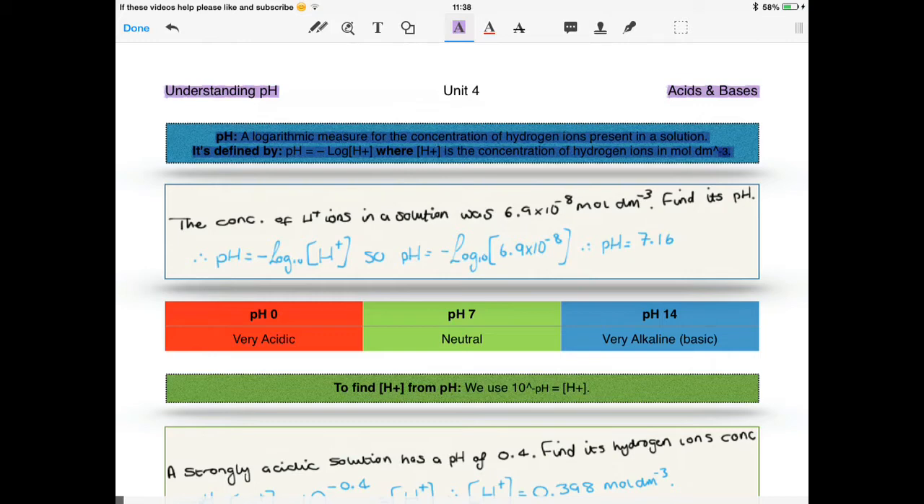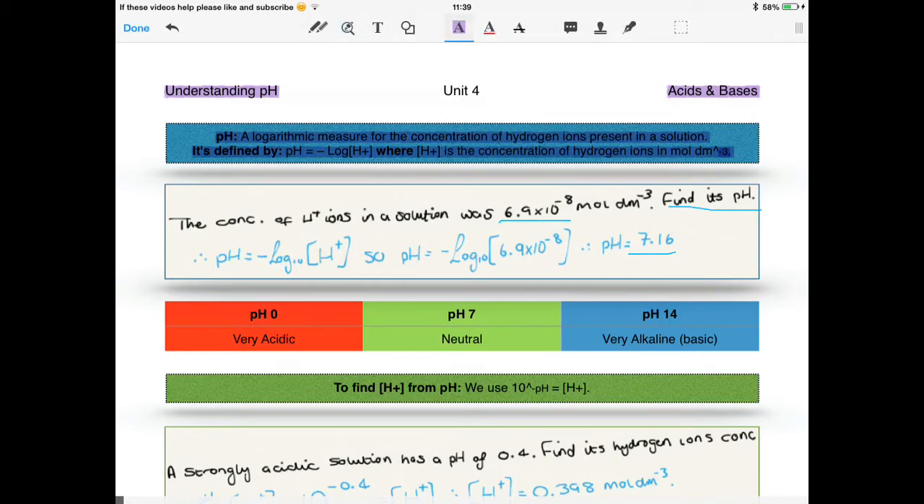So just a quick example to use this in principle. The concentration of hydrogen ions in a solution was 6.9 times 10 to the minus 8 moles per decimeter cubed. Find its pH. So we know that pH equals minus log base 10 of the hydrogen ion concentration, so all we need to do is sub in our concentration of hydrogen ions. In terms of log base 10, that's just your normal log, the standard used, so don't worry too much about that. If we sub this in, the answer we should get is 7.16, and if you try that now on your calculator, you should see how this works.